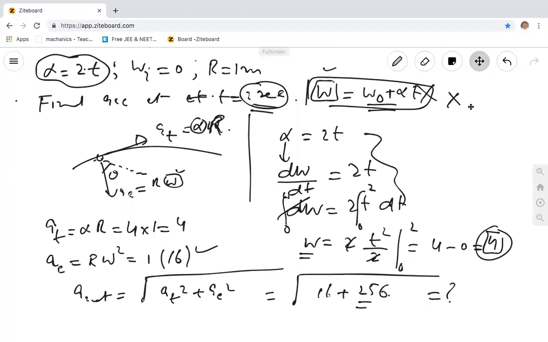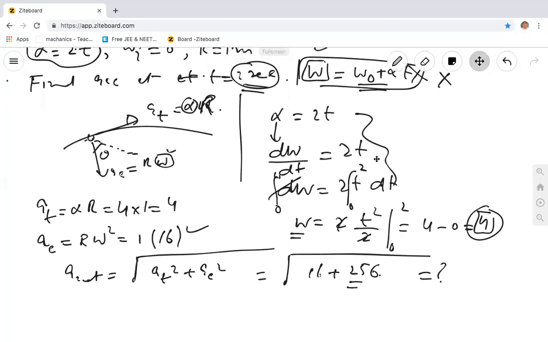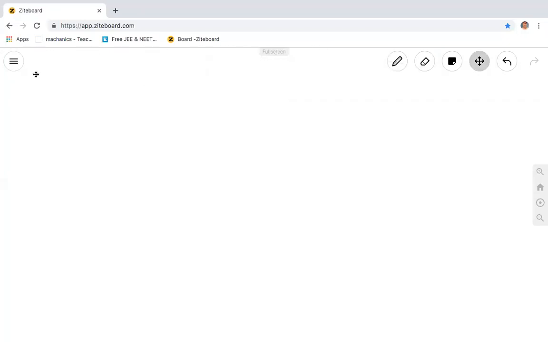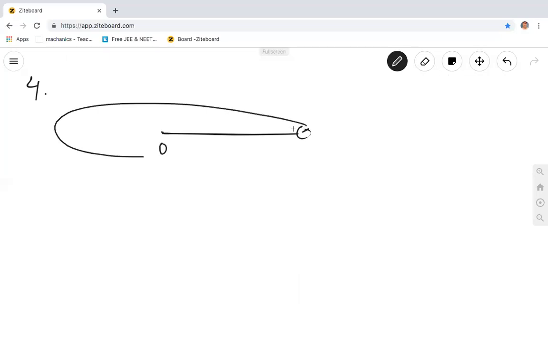Okay. Let me go to another example. Let it be the fourth example. There is an object connected to a string and you whirl it around your head in a circle. You are whirling it with a speed of v. Mass is m. Find the tension.